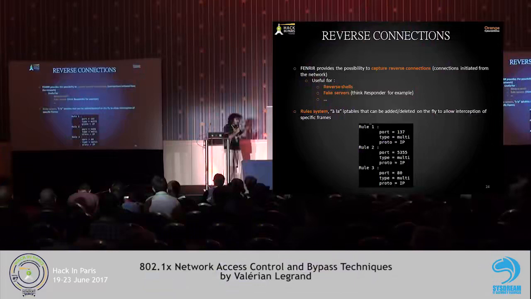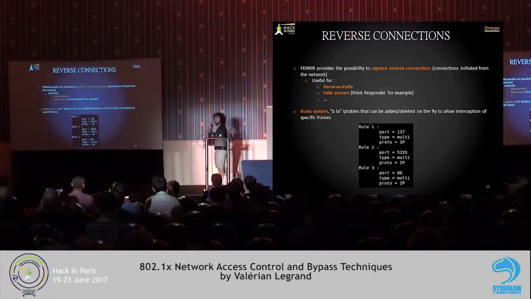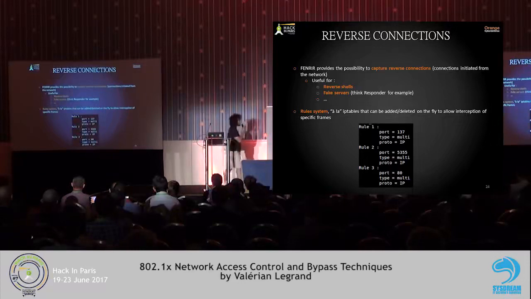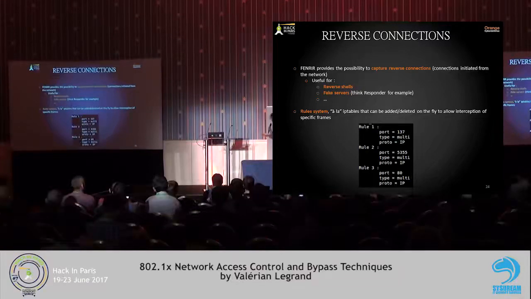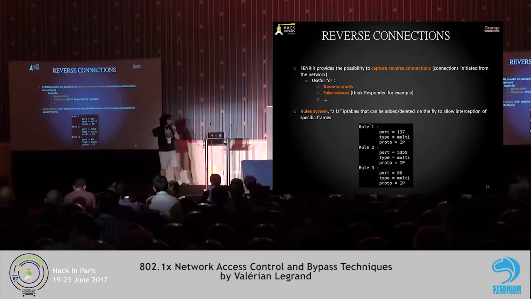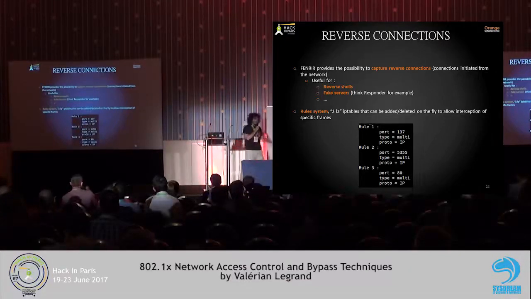I told you that in penetration tests, you often have to get back connections that are initiated from the network and not the attacking machine. And so Fenrir comes with a ruling system, a bit like IP tables, to allow specific protocols and packets to be forwarded not to the legitimate device, but to the attacking machine. This is especially useful when you are running fake servers, attacking tools.